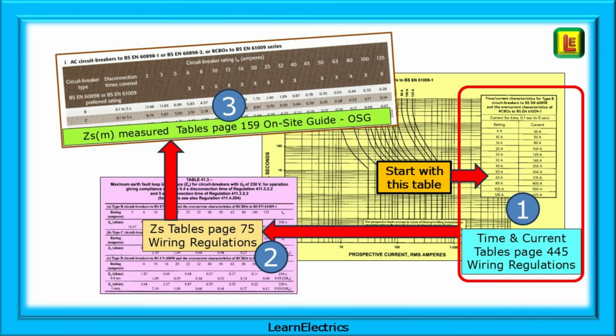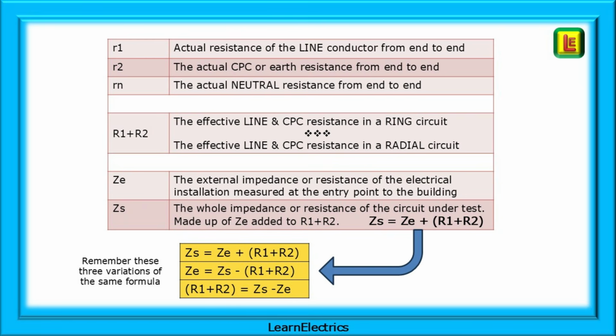Starting with the time and current tables shown at example number 1 on this slide, we move on to number 2, where we have the tabulated ZS tables in the Wiring Regulations book, and these are the ones to use in your 18th edition exam. Number 3 then shows part of table B6 in the on-site guide, the measured ZS values that you compare your test meter results to. It's important to understand the terminology that is used in relation to single-phase circuits.